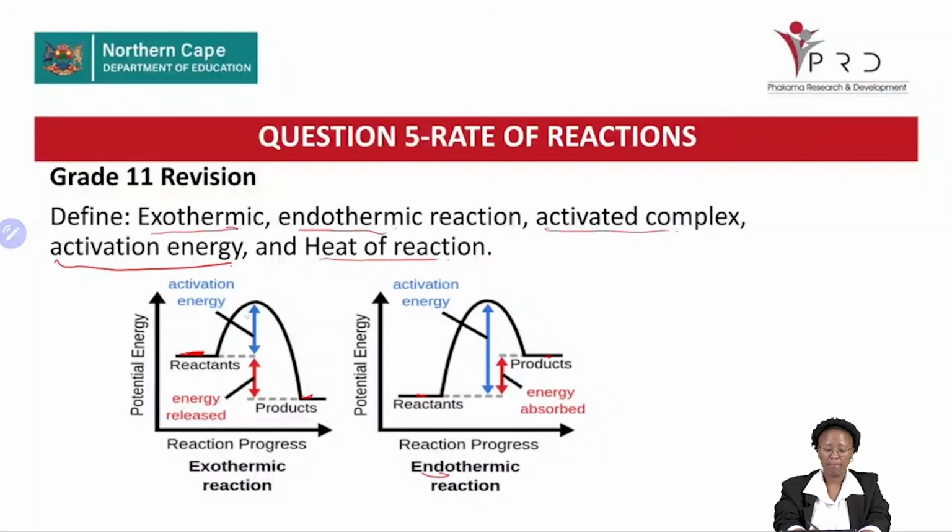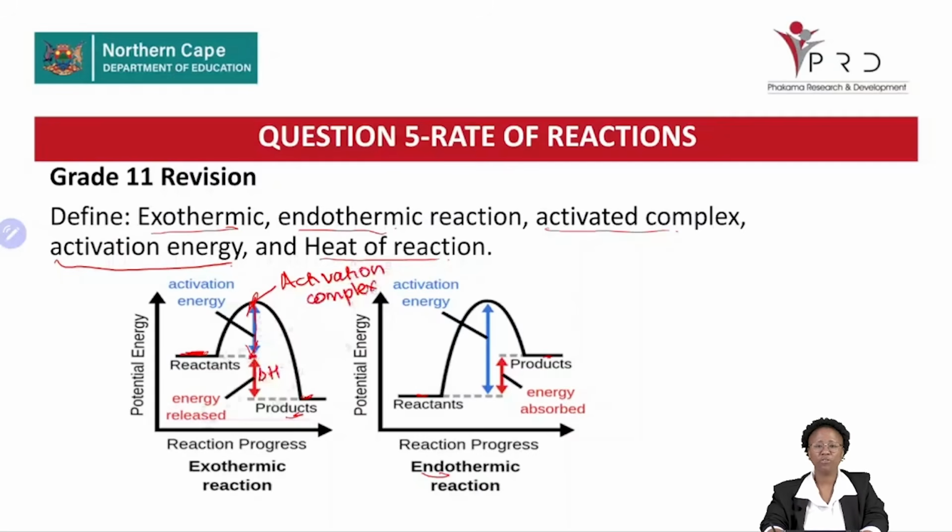Now remember, that will be your reactants, that will be your products, and then that space over there between the reactants and the highest position, that will be your activation energy, and over here would be your activation complex. Okay, activation complex. Right, and then over there, the difference between the energy of the products and the energy of the reactants, we call it the change in enthalpy, which is also known as the heat of the reaction.